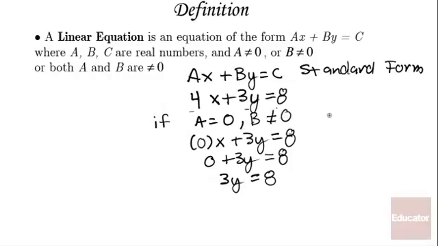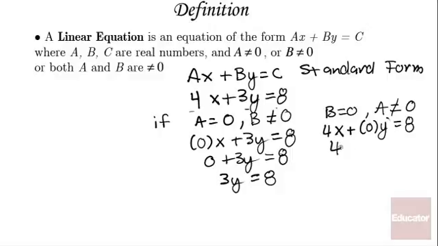Now, another possibility is that b equals 0, but a does not equal 0. So in that case, I would still have a equals 4, so 4x, plus this time b equals 0. So it would be 0 times y equals 8. Now my y drops out, and I have 4x equals 8.